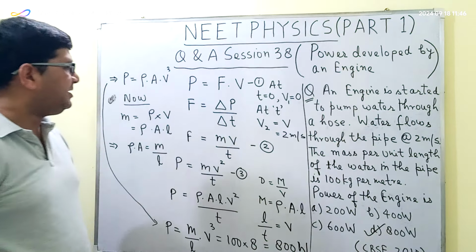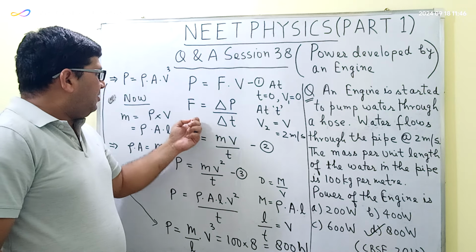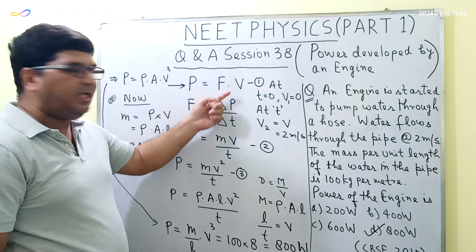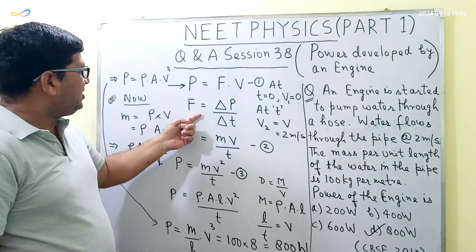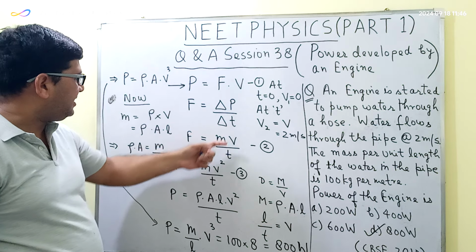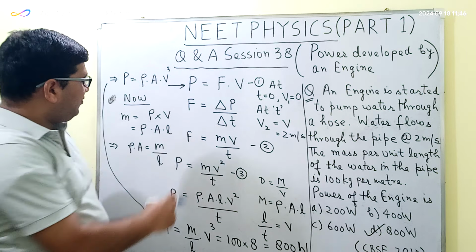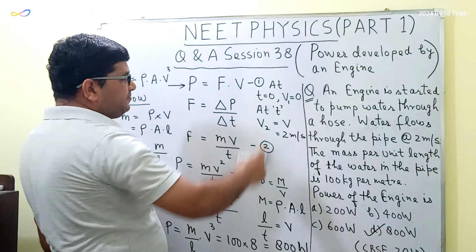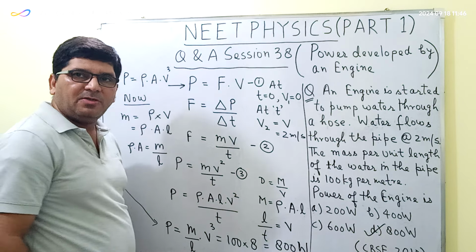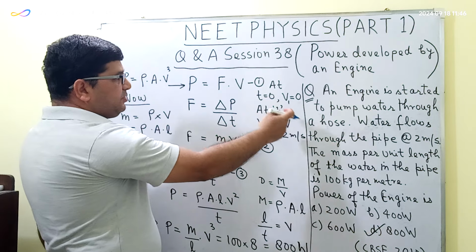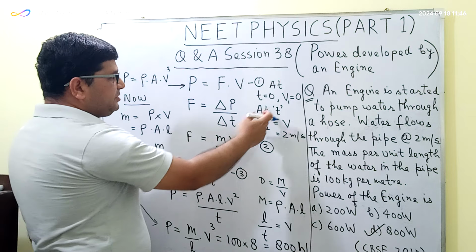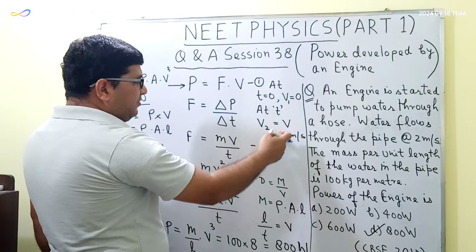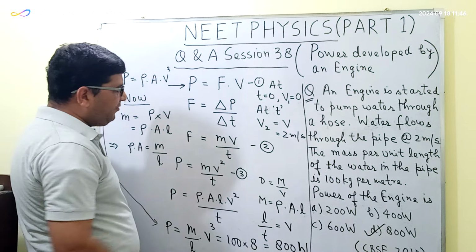Now the most important thing here is that the first important formula which was utilized was P is equal to F into V. Then we have substituted the value of F as delta P upon delta T, that is, M into V upon T, because here the change in momentum is equal to M into V. At T is equal to 0 the velocity of the water is 0, and at time T the velocity of the water is V, which is equal to 2 meter per second. So here F is equal to mV divided by T.